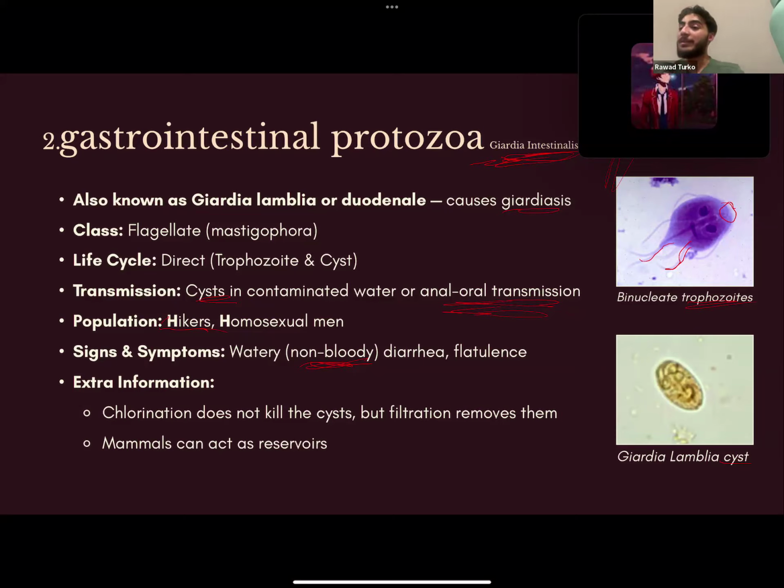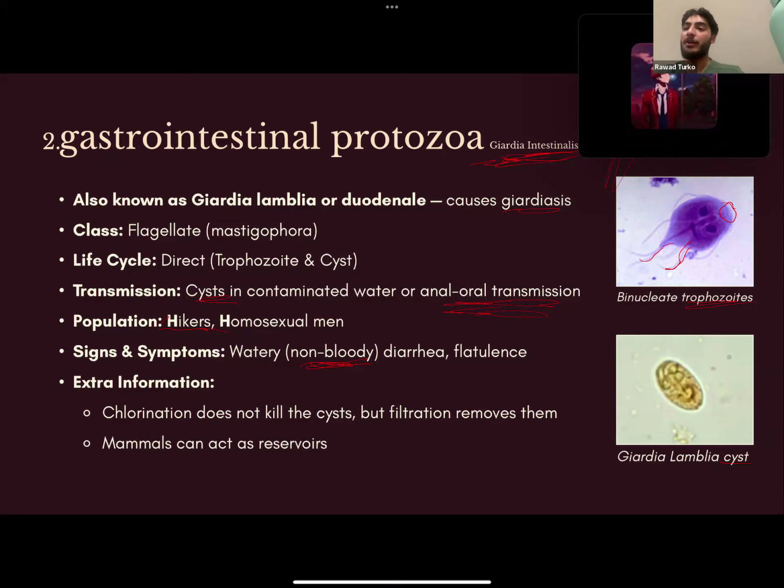Now, this is important. The reason it's non-bloody is because of these little suction discs, and this protozoa in general, the Giardia lamblia, does not invade the epithelial wall. Okay, if it invades the epithelial wall, then it would cause bloody diarrhea. Okay, can you guys tell me, just before we get to it, what GI protozoa causes bloody diarrhea? Histolytica. Yeah, histolytica.